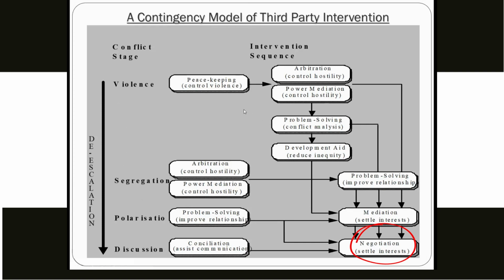So this is a model suggested by a conflict scholar, saying that at each stage of conflict, we need to apply an appropriate method to de-escalate the conflict. So it's called the contingency model of third-party intervention. We now know that in order to de-escalate the conflict, we have variations of tools, and which one you use depends on the context and your analysis of the conflict. So there's no value judgment here.